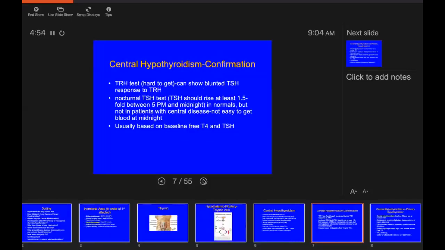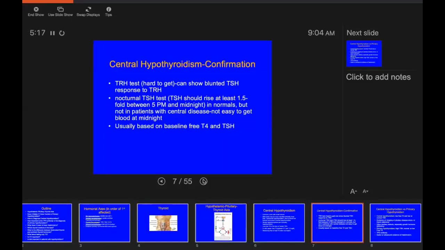There are ways to confirm it, although both ways are really not too practical. One is a test called a TRH test. TRH has not been available for about 20 years, at least in the United States. When you give TRH, in the old days when it was available, you would get a blunted TSH response to TRH, but this test isn't available. When I was at the NIH, we pioneered a nocturnal TSH test.